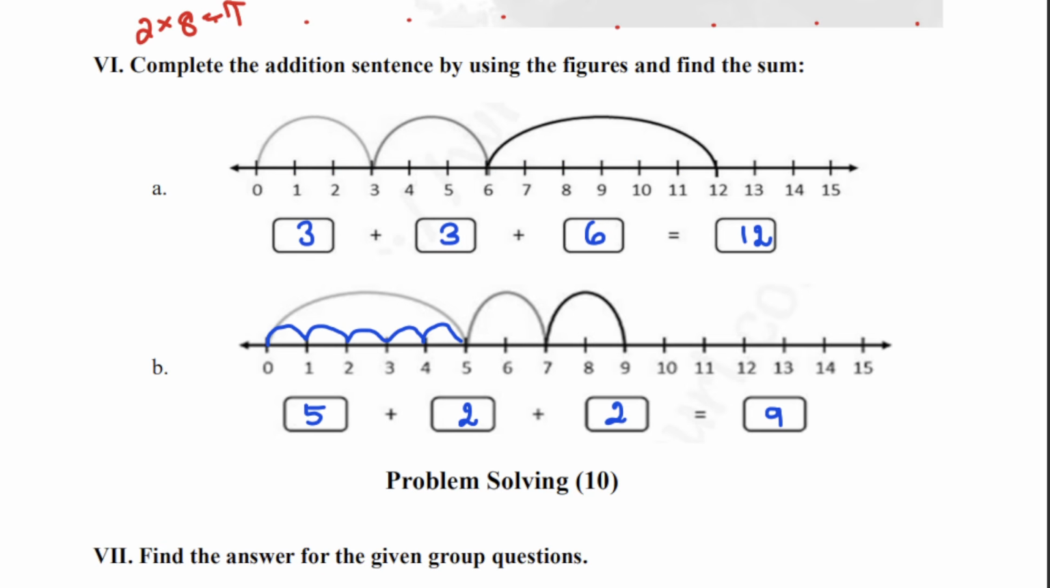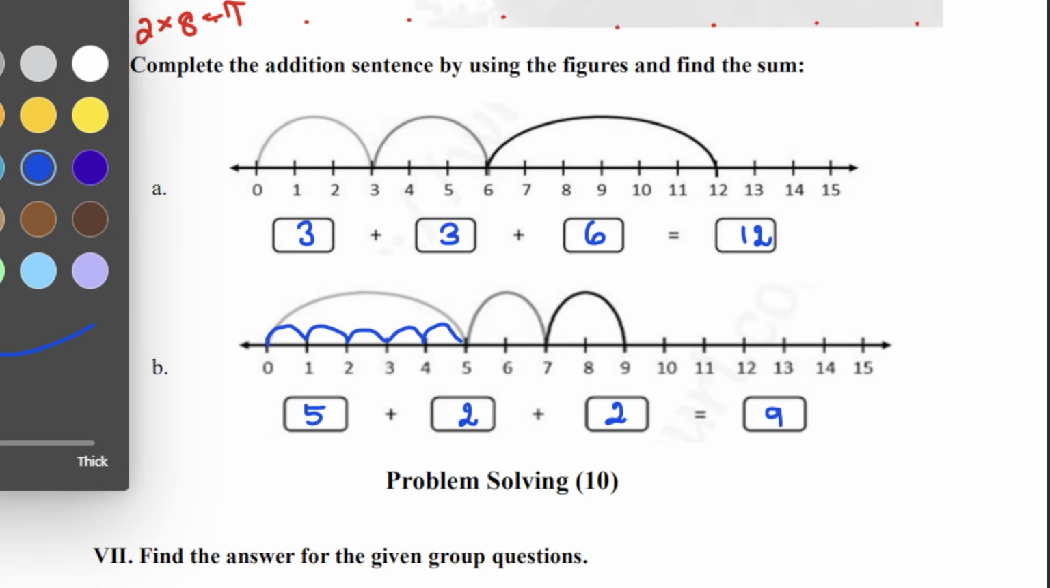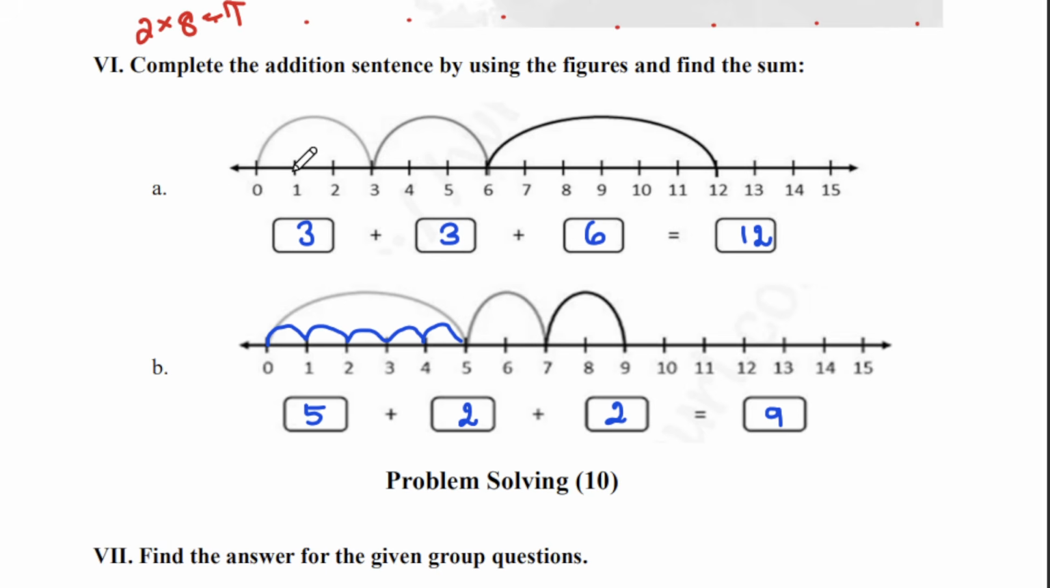You can do it by counting how many numbers are in between. I'll do it in red. So we have 1, 2, 3. You can write 3, and here we have 1, 2 and 3. You can write 3. So 1, 2, 3, 4, 5, sorry, 1, 2, 3, 4, 5, 6. You can write 6. You can do either way. Whichever is easy for you, you can do that.